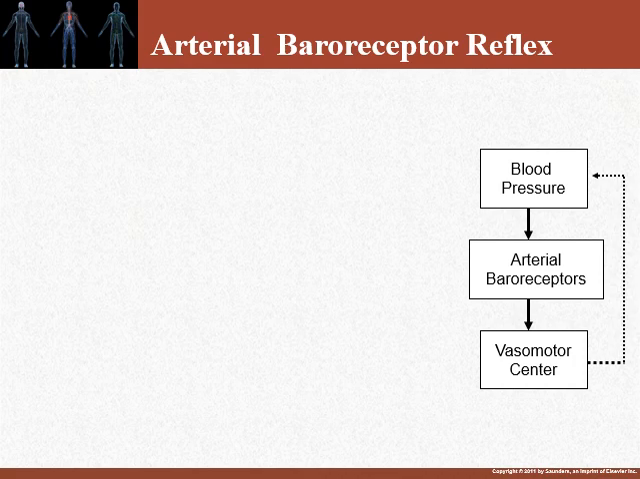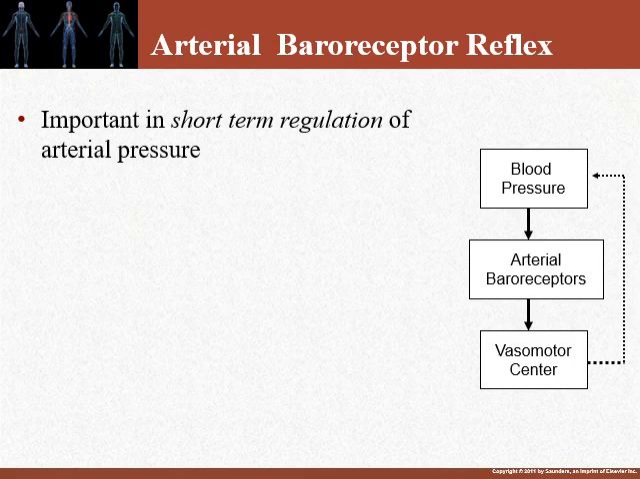Now let's look at the arterial baroreceptor reflex, which is an important way to regulate the arterial blood pressure. How can our body or our vasomotor center sense changes in arterial blood pressure? It's due to this reflex. It's a type of reflex that involves receptors. Those receptors detect changes in blood pressure. That's why they are called baroreceptors. They are found in the arteries, especially the large arteries like the aorta. Those are very important in short or acute regulation of the arterial pressure. Why? Because the reflex occurs within a very short time.